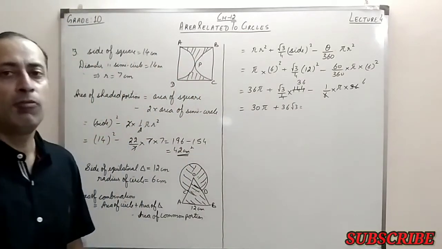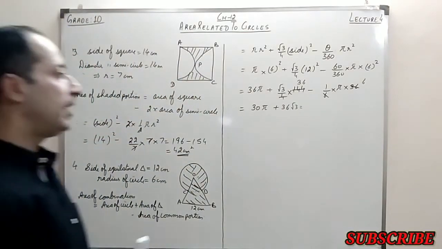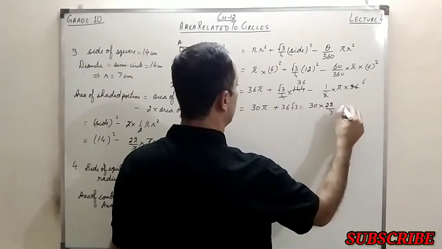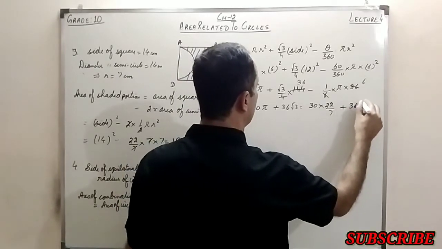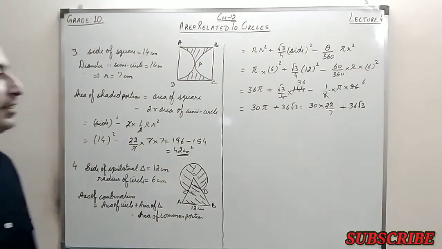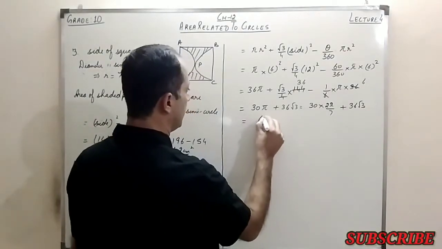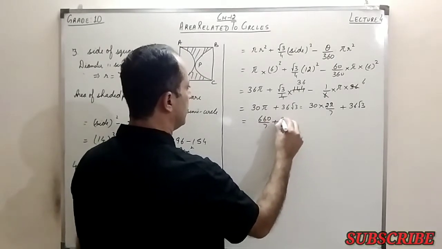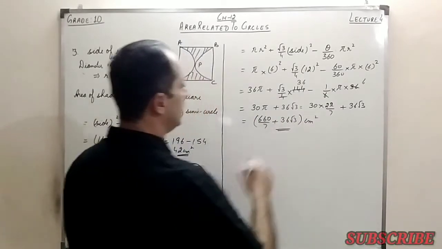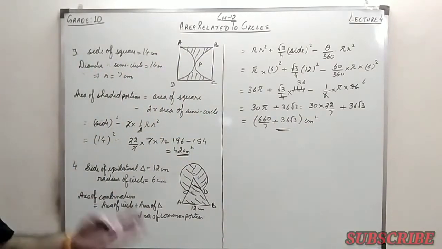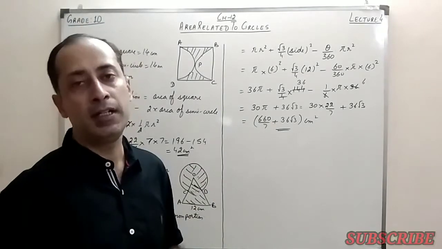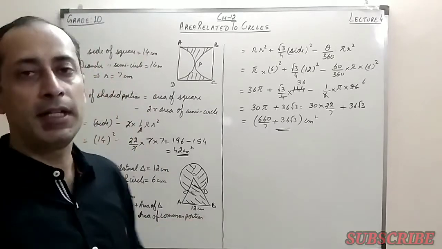Now we substitute the value of pi in the question. So we have here 30 into 22 by 7 plus 36 root 3. So now we multiply this 30 with 22, we get 660 upon 7 plus 36 root 3. So this is our final answer. Now if the value of root 3 is given to us in the question and the value of pi we take as 3.14, if it is mentioned, then we can find the complete answer to this question, right? Else we are leaving it here only.